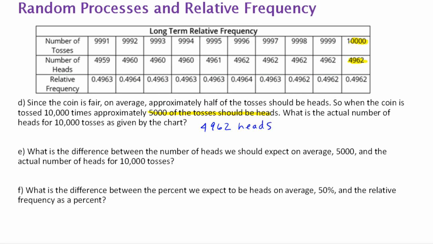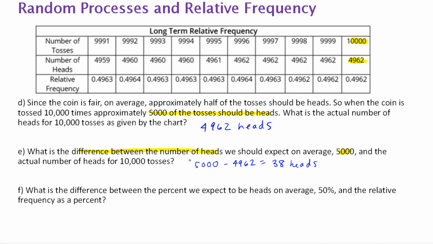Let's look at the next question. What is the difference between the number of heads we should expect on average, so 5,000, and the actual number of heads for 10,000 tosses? So we should expect 5,000 if half of them were heads. We have 4,962, and that difference, that's 38 heads less than we'd expect if we got exactly half of the tosses to be heads.